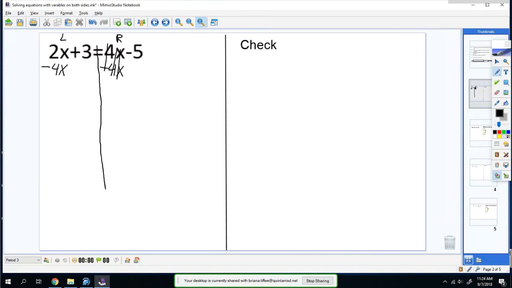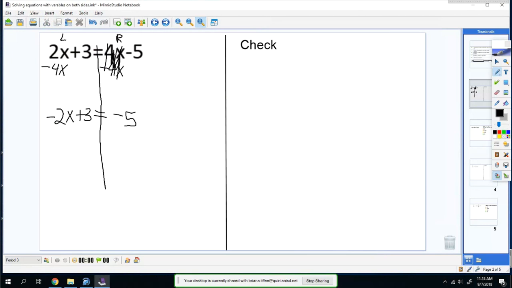Basically, it's like apples versus oranges. The x's are all apples, and the 3 and the 5 are oranges. You can't take away from what's not the same kind. So I'm going to do 2x minus 4x, which will be negative 2x, plus 3 is equal to, I cut these off, so now that makes it a negative 5.